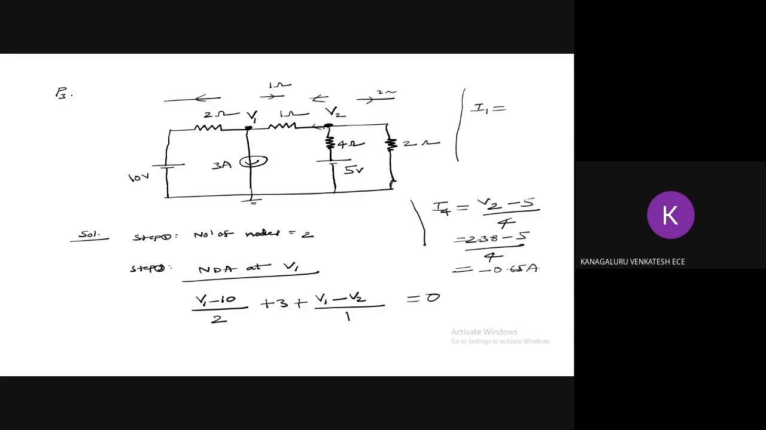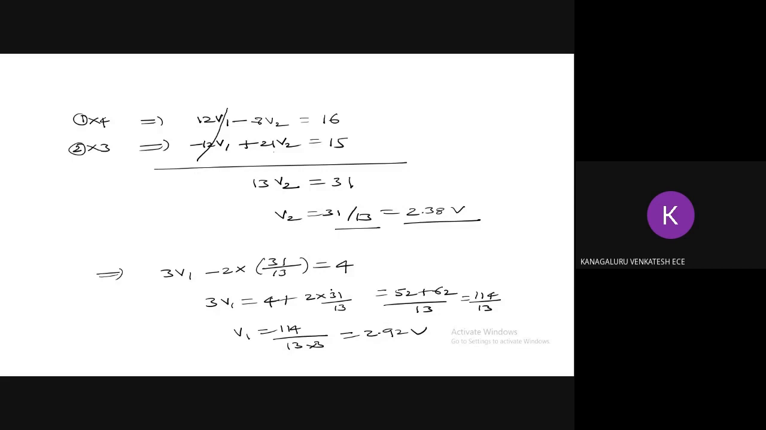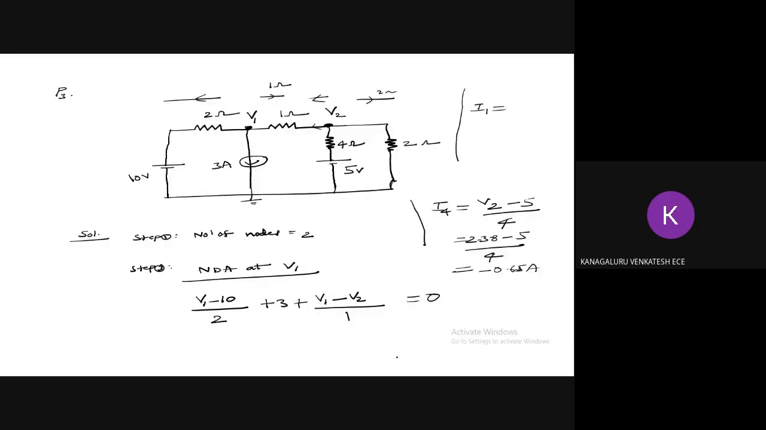Otherwise you will get the answer on the negative side. Always keep in your mind that current will flow from higher potential to the lower potential. V1 is greater than V2. How am I saying that? V1 is 2.92, V2 is 2.38. Therefore, from 2.92 only, the current starts flowing. I mean, from V1 only, current starts flowing. So we can write here I1 as V1 minus V2 by 1.